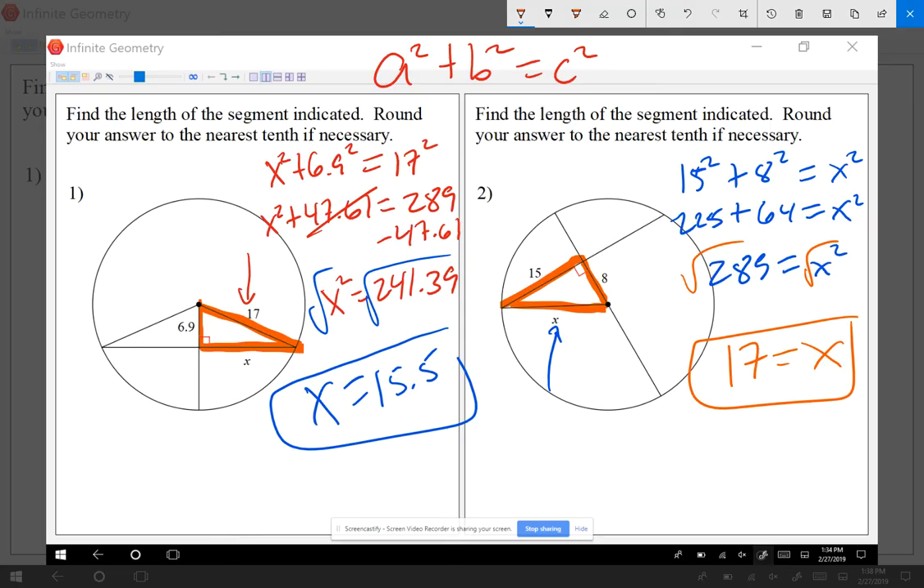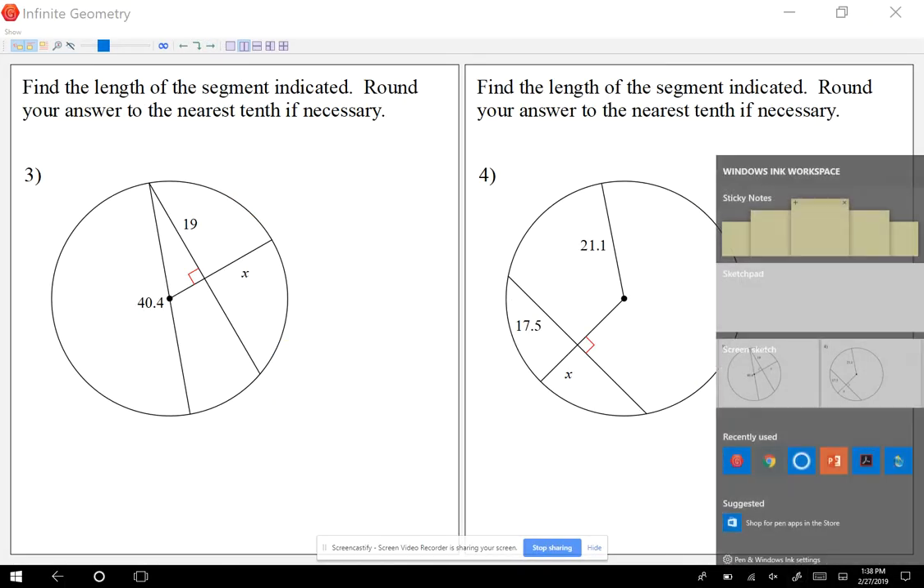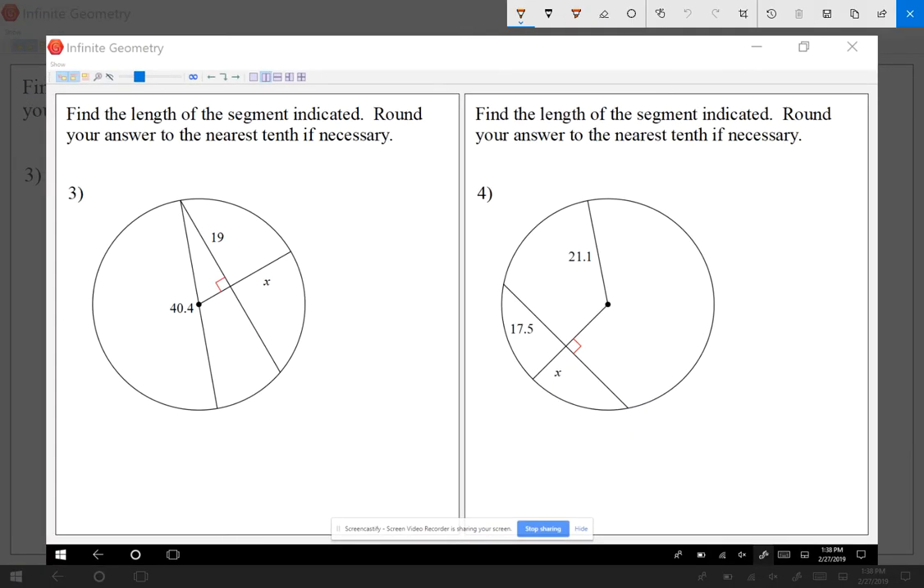That's it. So see, that's why I'm calling it Pythagorean theorem. We have certain things about chords, so chords and Pythagorean theorem. So far, so good? Okay. Now, let's take a look at something like number 3. This one's going to require a little bit more work.